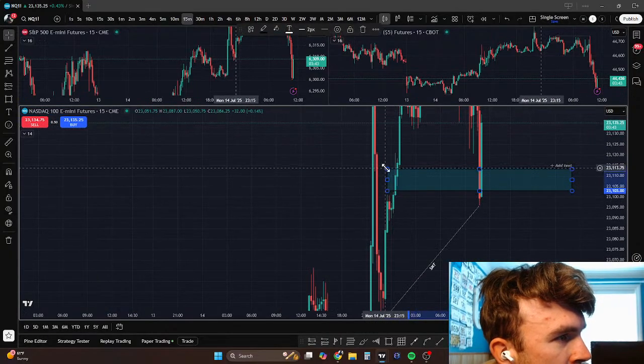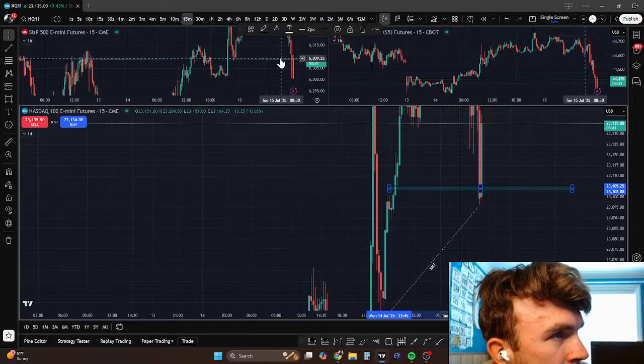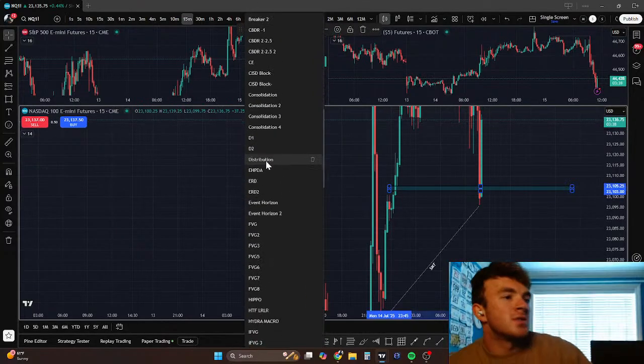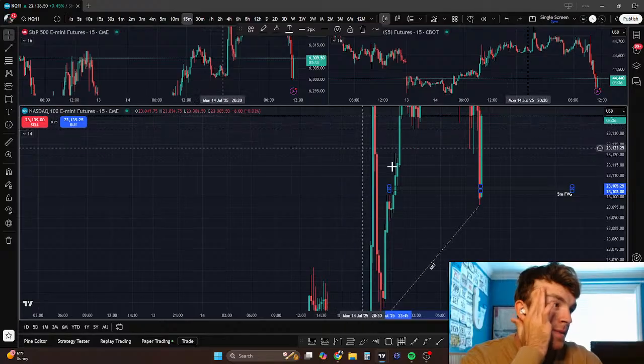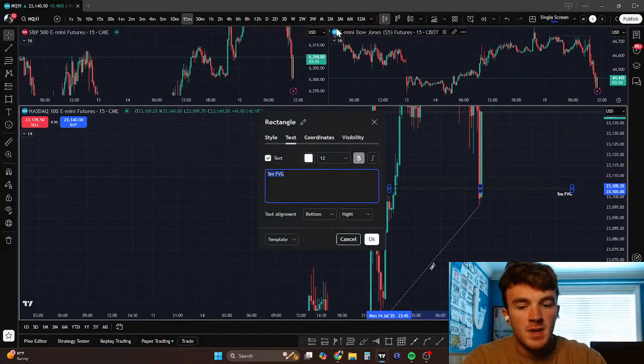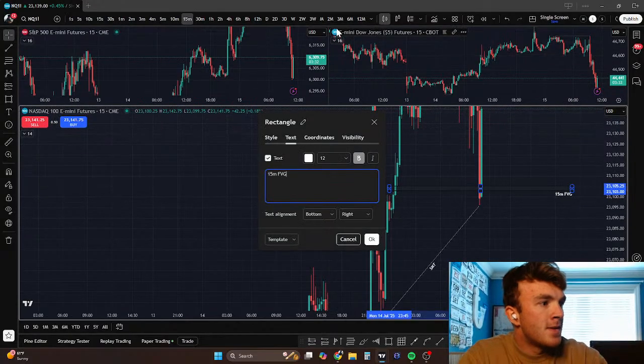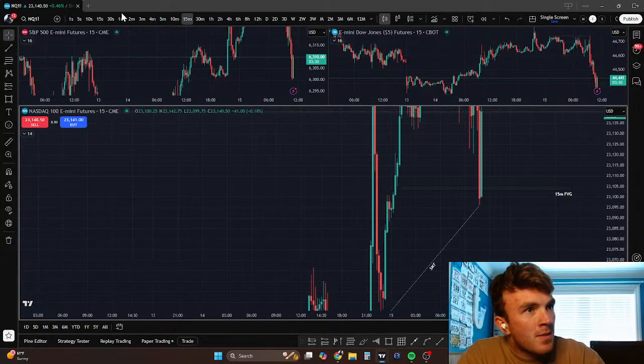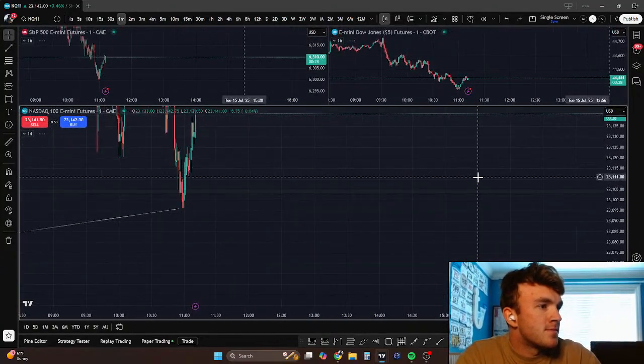We also have a 15-minute gap here. So 15-minute for value gap. So you know what a good trade was probably that I missed? We probably had a 1 minute change state delivery here.